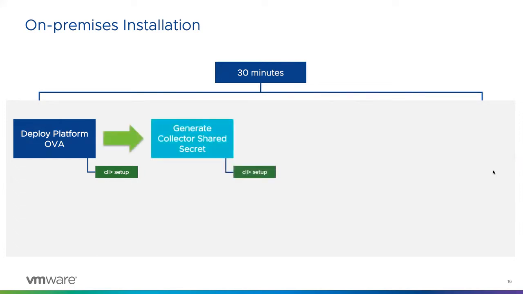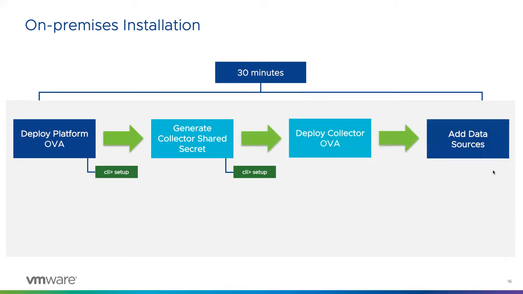You'll go in and do your setup. You set up your credentials and your network IP address and so on. You're going to generate a collector shared secret. You'll deploy the OVA collector, and it will pair with the platform OVA, and then create that encrypted tunnel between the collector and the platform. And then from there, it's adding data sources.